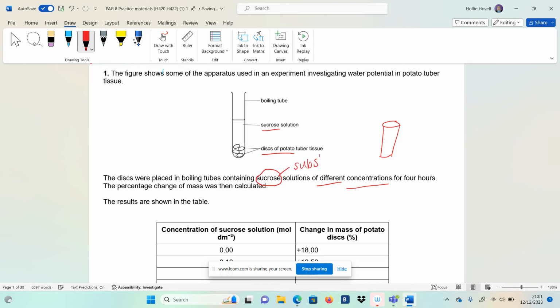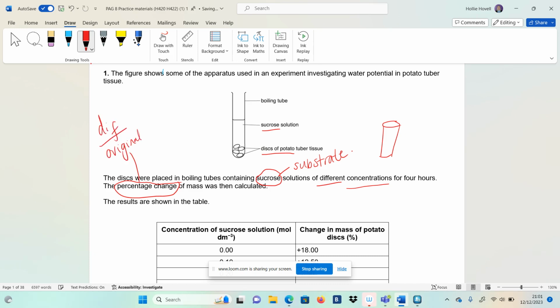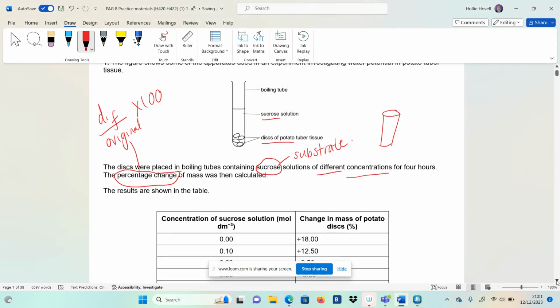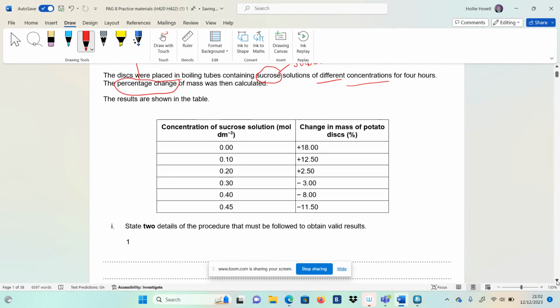Try and get in the habit of annotating your exam questions like I do, trying to model it for you. The percentage change of mass was then calculated. You don't need to work it out, they've done it for you, but it's always going to be the difference divided by the original value, that means the first value, times by 100. Okay, make sure if it's getting heavier, it's a positive number. If it's getting lighter, you've got a negative number. So we've got our results just here.